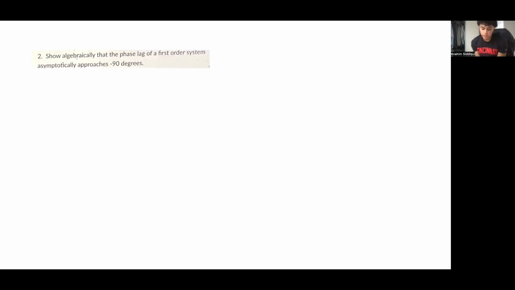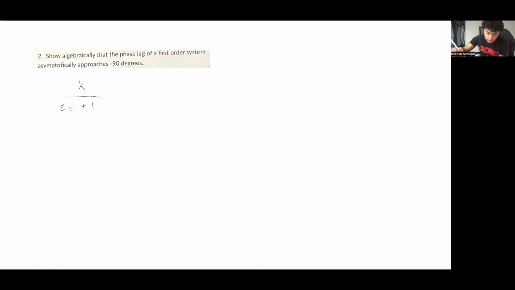All right, so starting the second part of part A, we will be showing algebraically that the phase lag of a first order system asymptotically approaches 90 degrees. Okay, so starting with this, what we'll want to look at initially is the equation that we've worked on in other parts, which is K over tau s plus 1. Essentially, K is the gain of our system, and tau is our time constant.